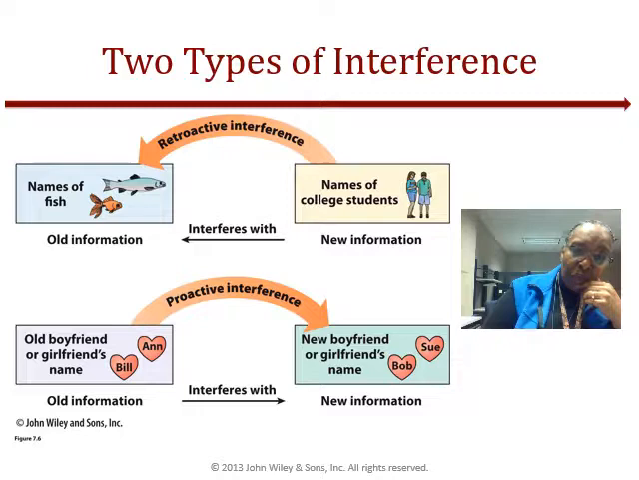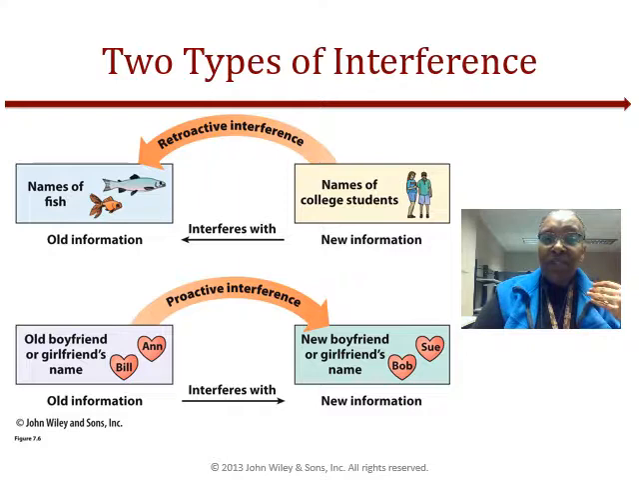Now, there are 2 types of interference. We were talking about interference before, that being retroactive interference and proactive interference. With the retroactive, that's what we consider backward acting. This interference occurs when new information is going to interfere with old information.